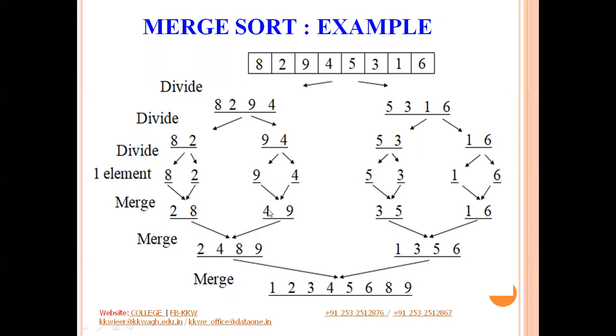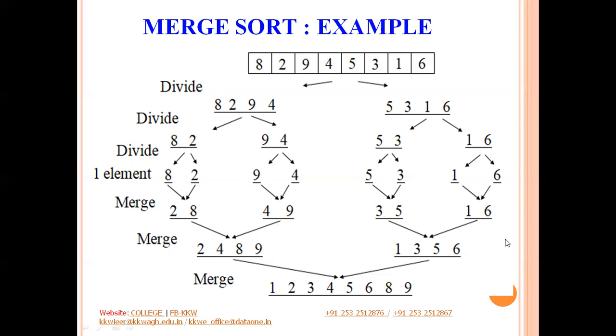Which is smaller? 4. So 4 will come here and the J pointer will increment and will now point to 9. Now you compare 8 and 9. Which is smaller? 8. So 8 will come here. Okay. Now when you increment the pointer, you have already covered all the elements of the first list. Okay. So all you have to do is only copy the remaining elements from the second half. So you will copy this 9 as it is here and you get this list.